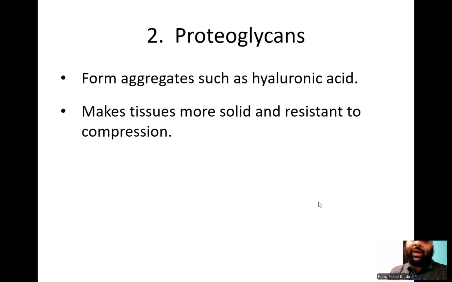Okay. So proteoglycans. Proteoglycans form aggregates such as hyaluronic acid, which makes the tissues more solid and resistant to compression. So now the job of proteoglycans is different from the glycosaminoglycan. That one was important for water osmosis. That is important for regulating the osmotic balance. But proteoglycans form aggregates such as hyaluronic acid, and it makes the tissues more solid and resistant to compression.